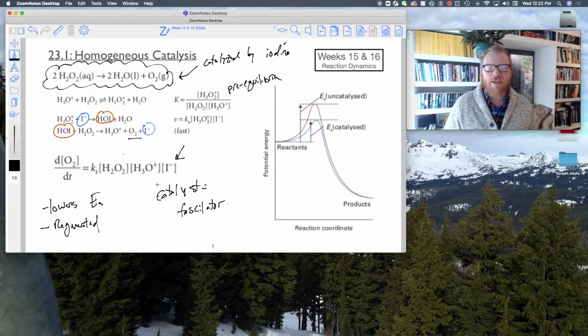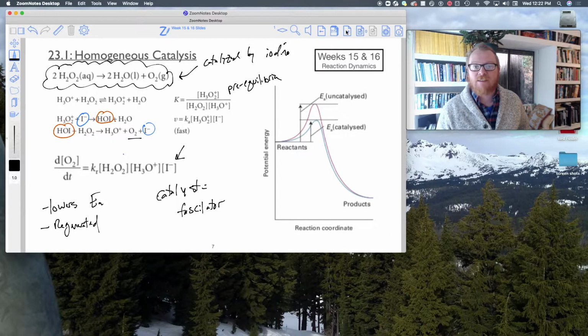So again, it's less obvious in a homogeneous phase, but I think when we get into the next couple examples that I'm going to describe, and particularly in heterogeneous catalysis, hopefully it makes sense, this definition of being a facilitator.